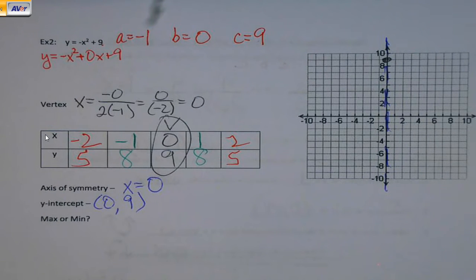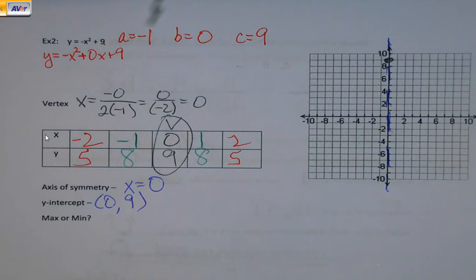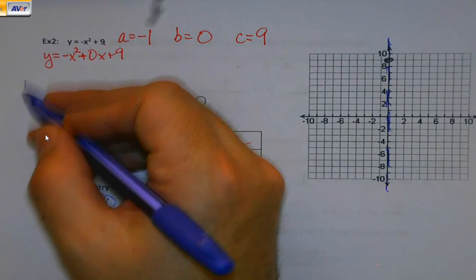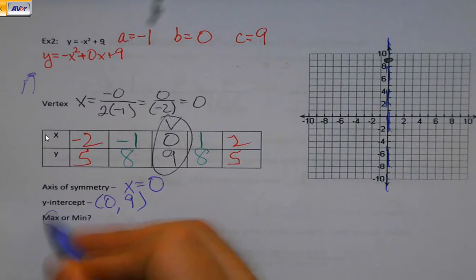Is it a max or a min? Now, some of you are like, well, we haven't graphed it yet. I mean, I got all the numbers. I haven't graphed it yet. I should be able to figure out if it's a max or min before I ever do that. Nicely done. How'd you know that? Yeah, because here, the negative means it's going to open down. And if it opens down, we talked before about how that's going to be a max.